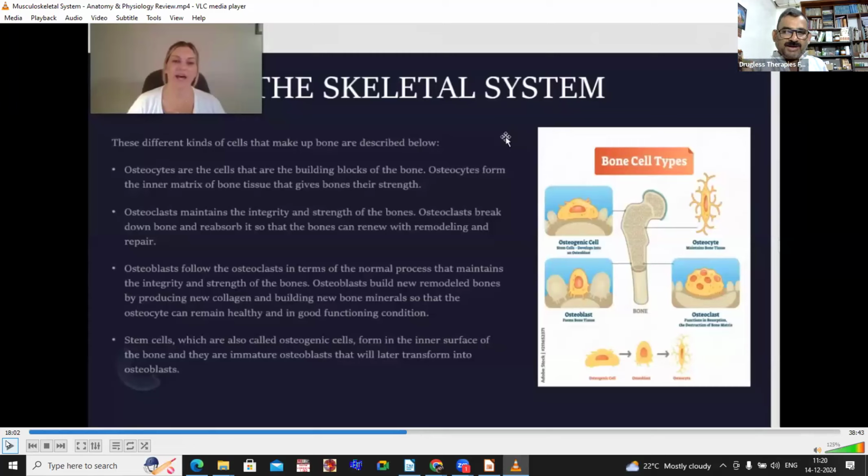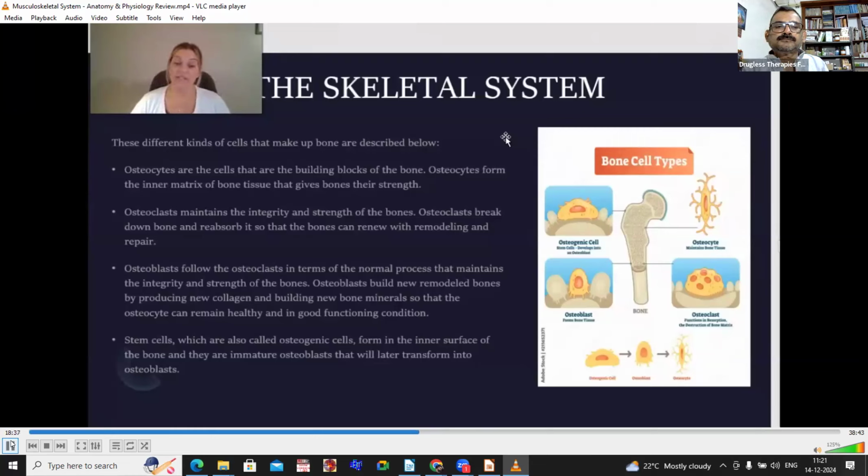These are the osteoclasts. It also helps to break down bone and reabsorb it, so that the bones can renew themselves and repair themselves. And then we have osteoblasts, which are sort of like the osteoclasts in terms of maintaining the integrity and strength of the bone, except osteoblasts build new remodeled bone by producing collagen, so that the osteocyte can remain healthy and in good functioning condition.